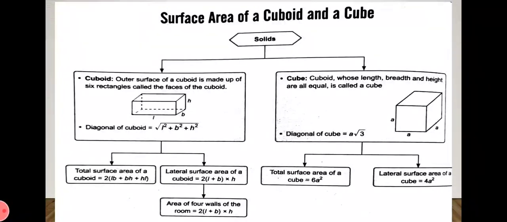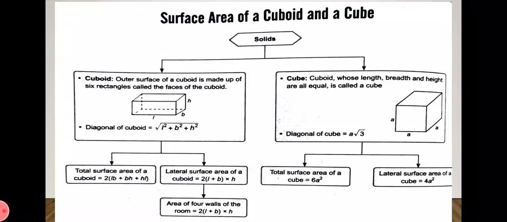Now, the outer surface of a cuboid is made up of 6 rectangles called the faces of the cuboid. To find the diagonal of the cuboid, we use the formula under root L square plus H square plus B square, where L, B, H, that is length, breadth and height, are the dimensions of the cuboid as shown in the figure.